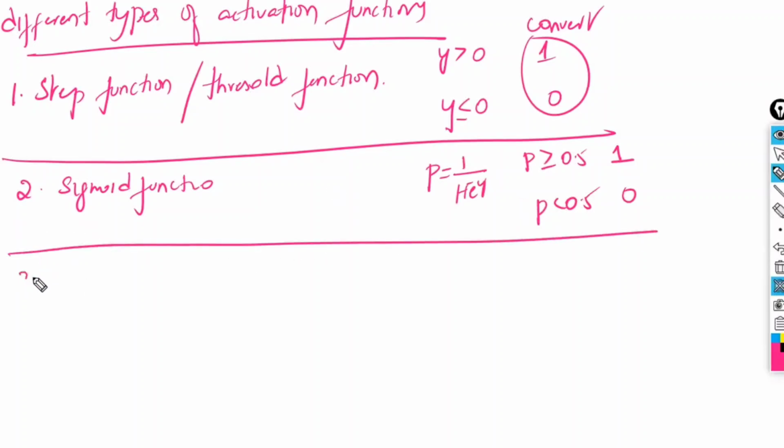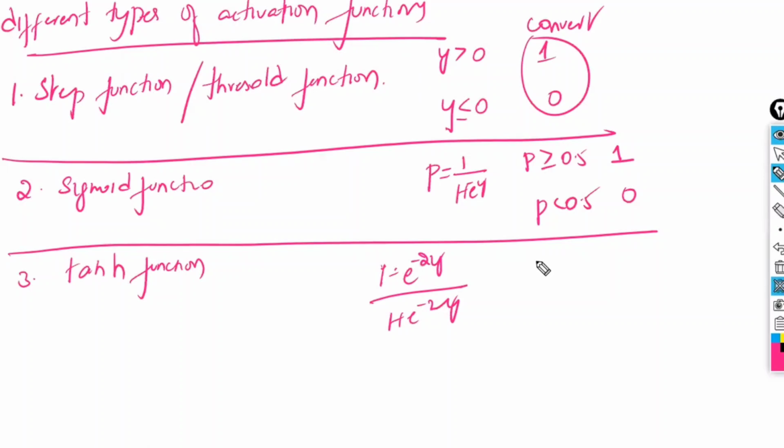The third one we have is called the tanh function. In the tanh function, the values are converted using 1 minus e to the power of minus 2y divided by 1 plus e to the power of minus 2y. It is going to take values between minus 1 and plus 1.